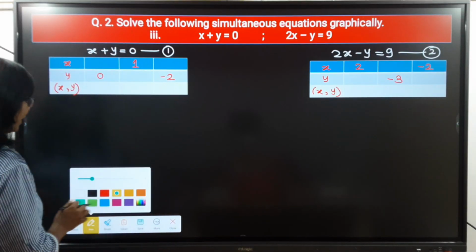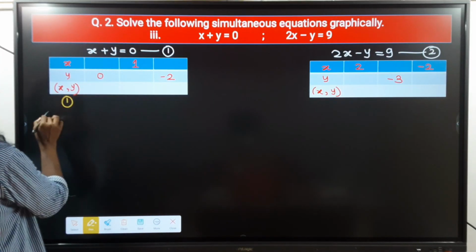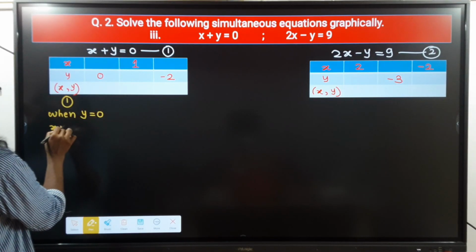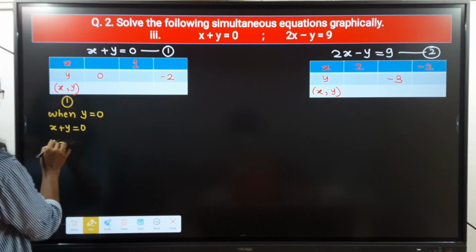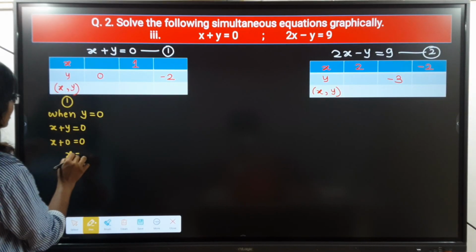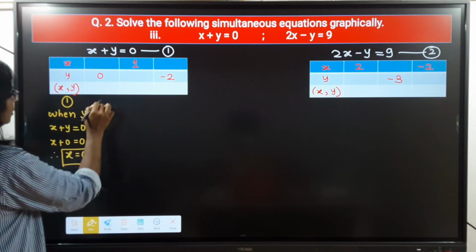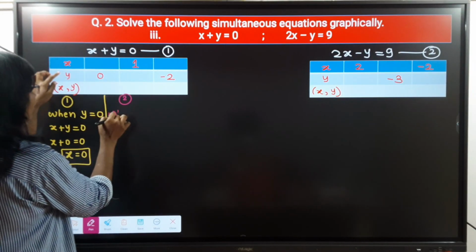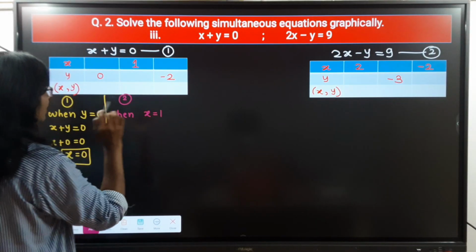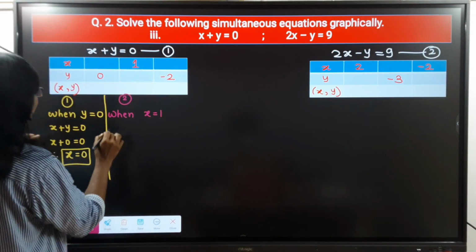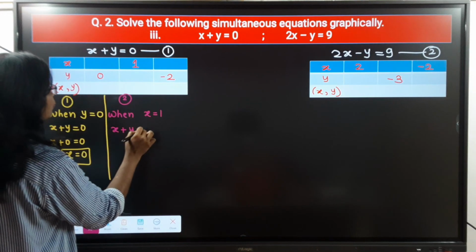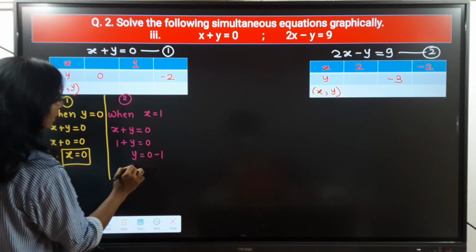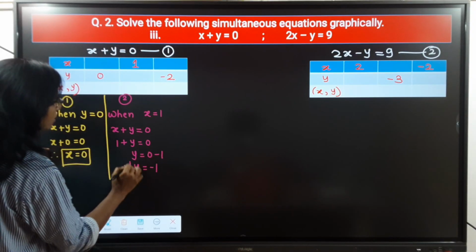So now first I write down the first value when y is equal to 0. When y is equal to 0, then the equation is x plus y is equal to 0. That means here, students, x plus 0 is equal to 0. Therefore, x is equal to 0. Then the second value, students, when x is equal to 1. We assume that x is equal to 1. So therefore in the equation x plus y is equal to 0, 1 plus y is equal to 0, y is equal to 0 minus 1. And therefore, students, y is equal to minus 1.